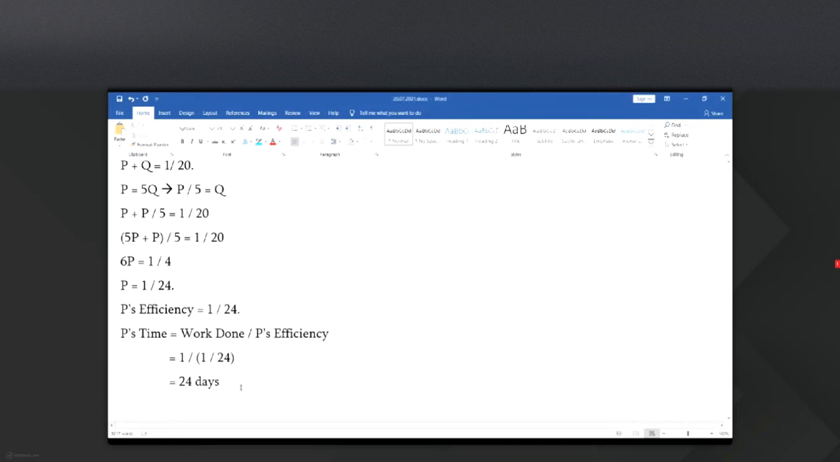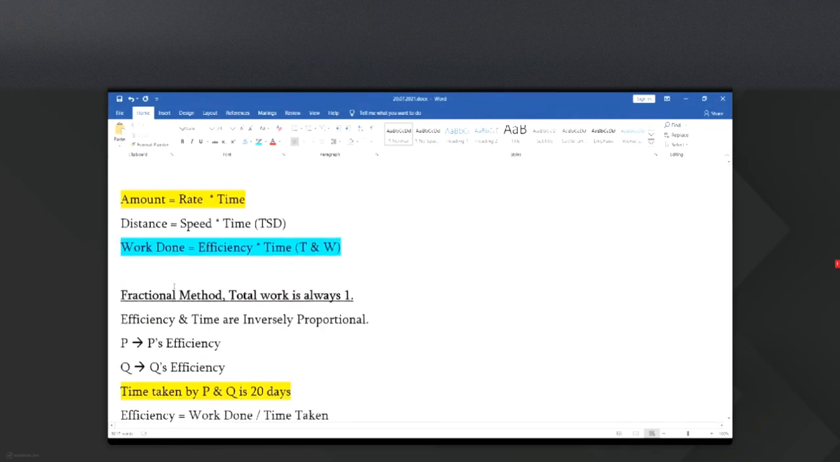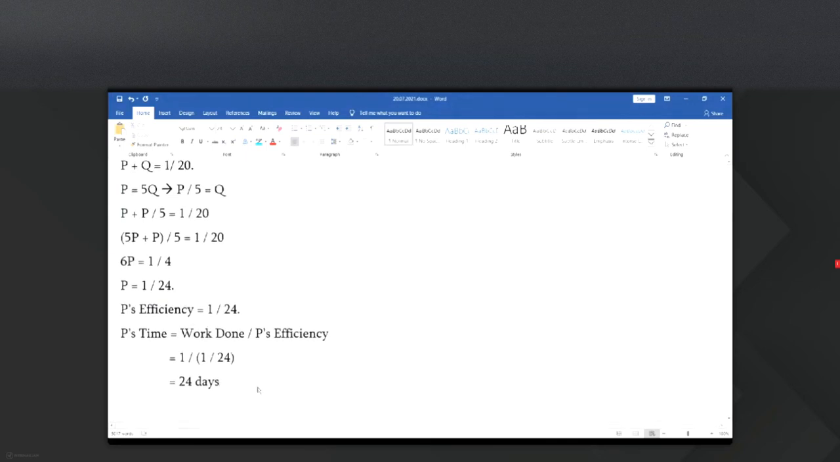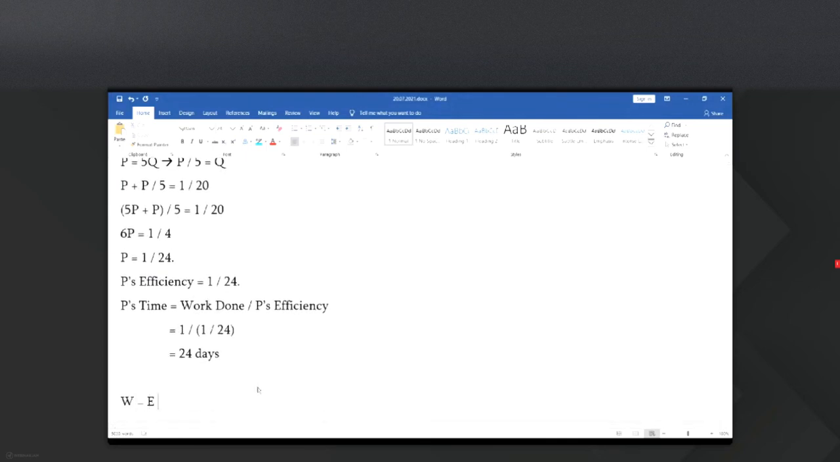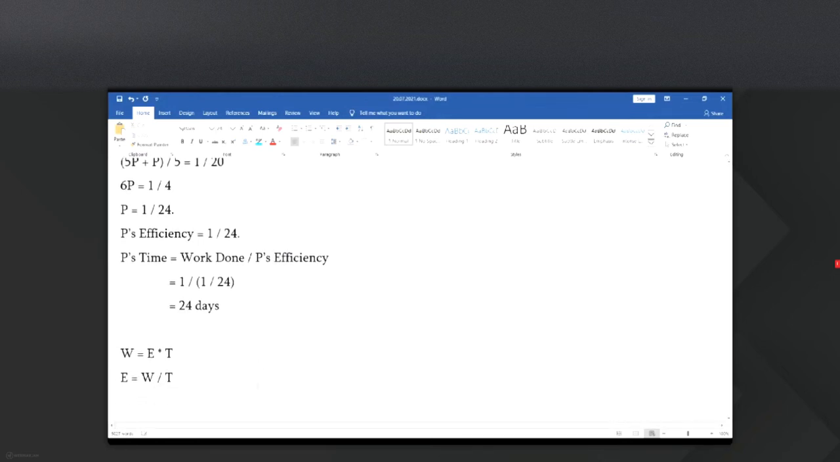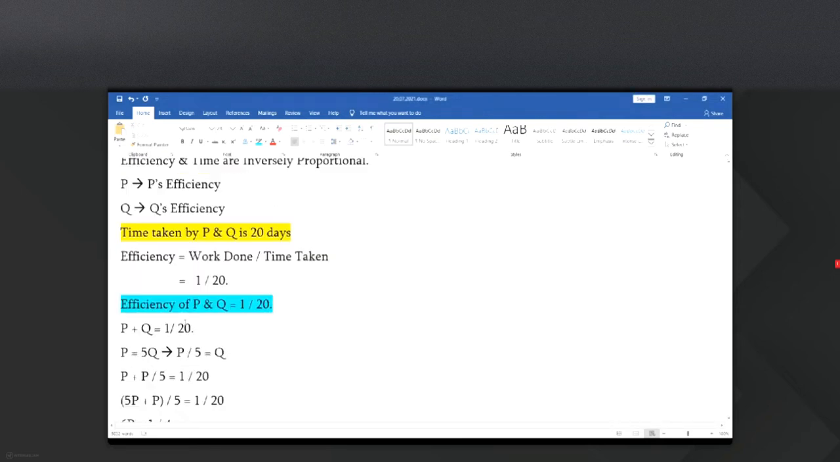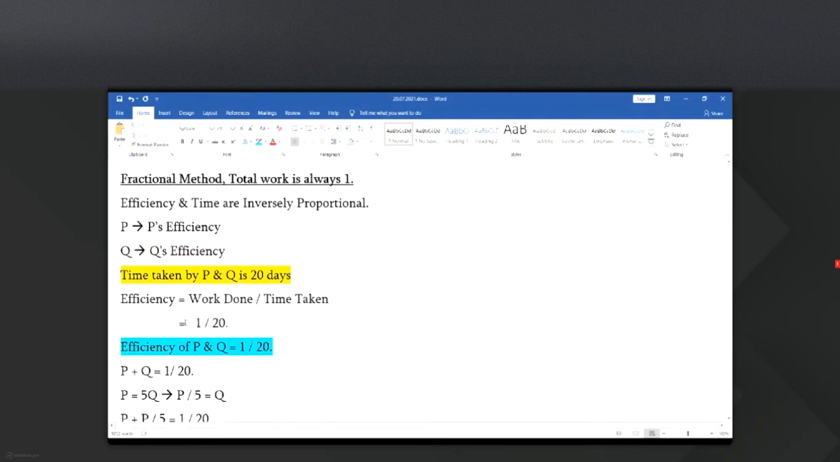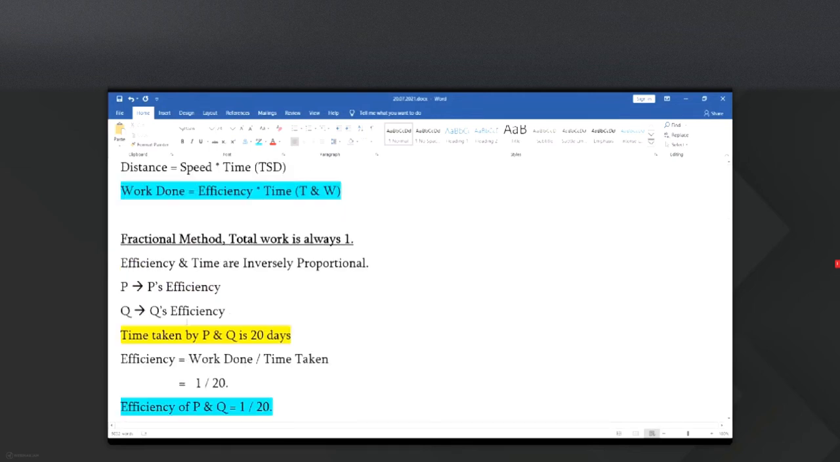The formula is this one: work done is equal to efficiency into time. So, W is equal to E into T. If you want efficiency, you can say W by T. If you want T, you can say W by E. So this is all there. I hope you guys understand why the answer is 24 now. And this base, what I taught you, hope it helps you in other problems also.